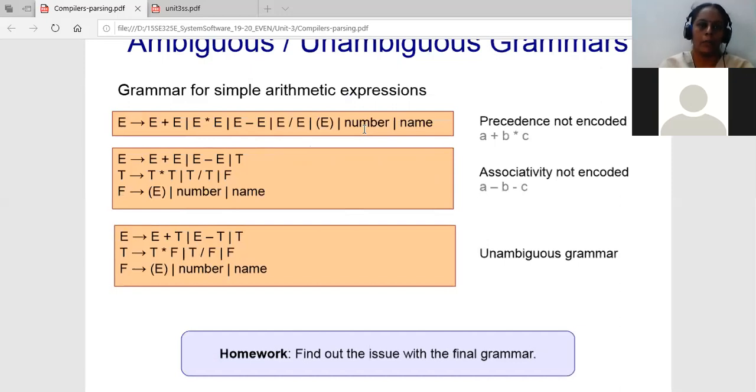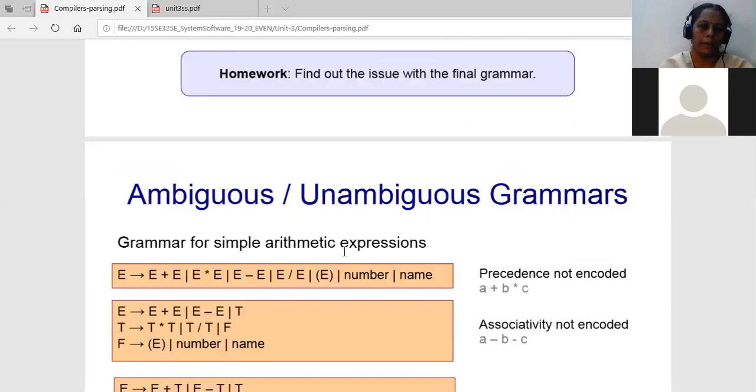What way we have to proceed? But unambiguous is like this: you will get E plus E minus T. There will be only one execution here. Okay. So these are coming under the unambiguous grammar.